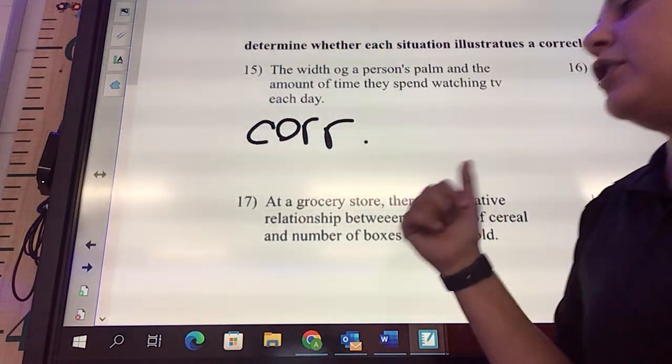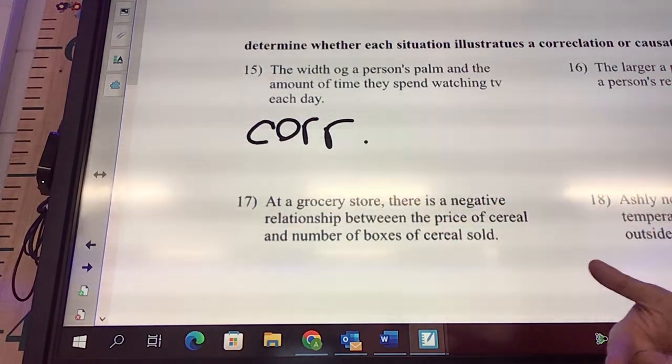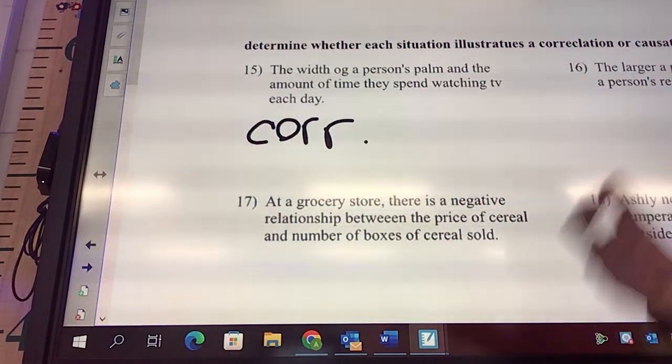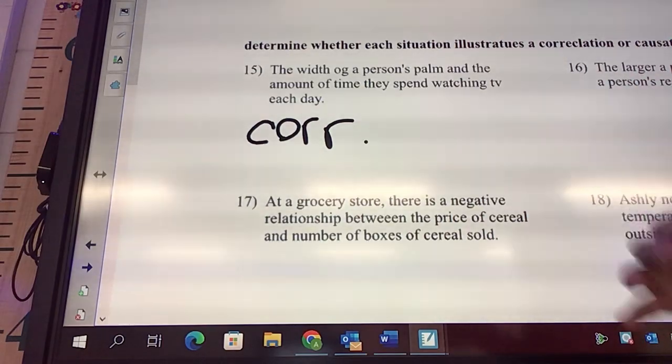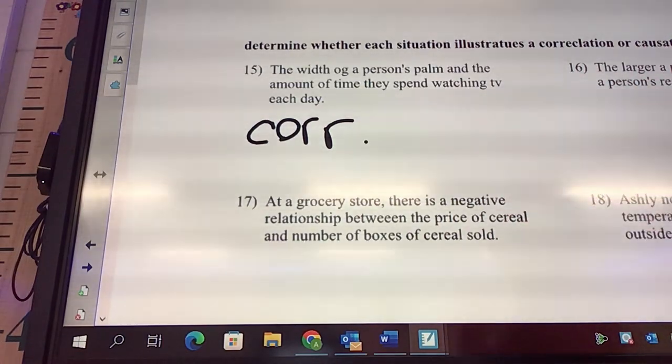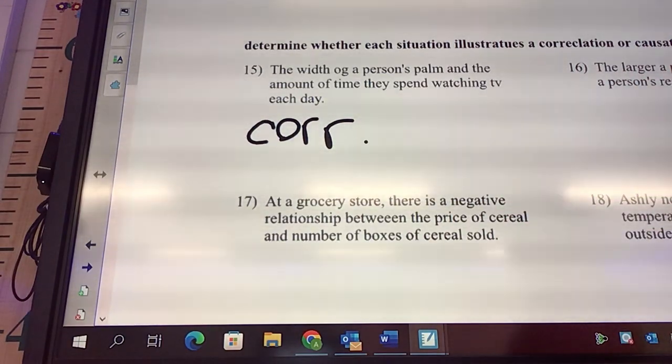That's not a causation. A causation would have to be everyone's hand. It is a scientific fact. Everyone's hands get bigger the more time they watch TV. And that's not true. Maybe mine does, but that does not make it true for everyone.